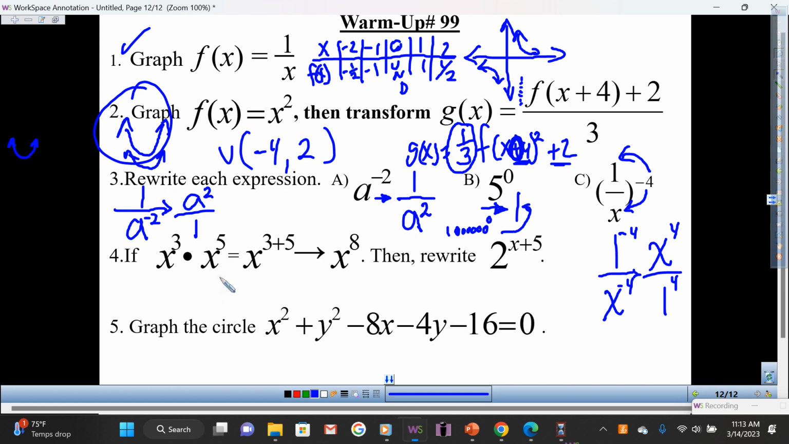X to the 3rd times x to the 5th is x to the 8th, which means 3 plus 5 is 8. Well, if I was to ask you to go from here to here, you know what to do, yes? So, tell your neighbor what to write if we went backwards. Juan, go. Delilah, help him out.